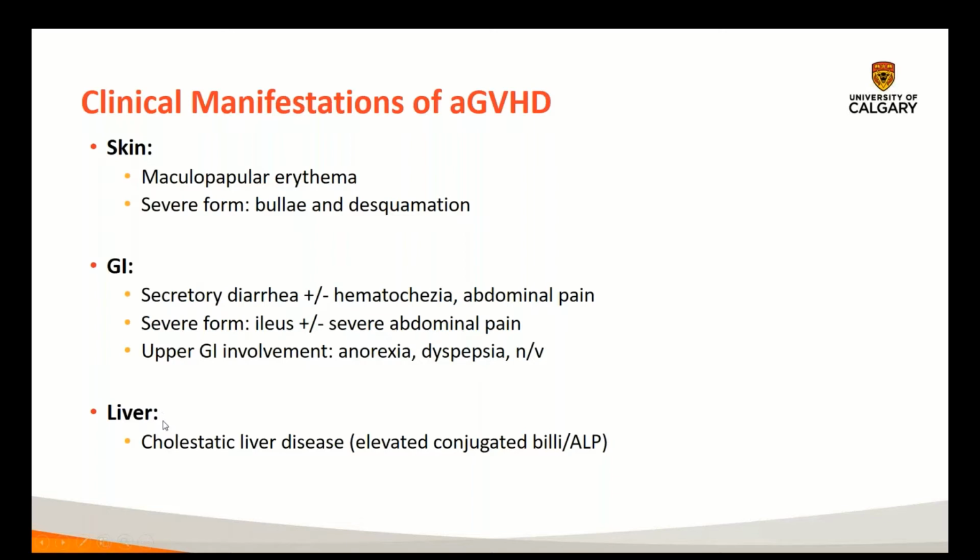With the liver, acute graft versus host disease tends to be a cholestatic liver disease, and so we tend to see elevated conjugated bilirubin as well as alkaline phosphatase. The liver disease almost never occurs alone. Usually this occurs in patients who already have skin and or gastrointestinal involvement.